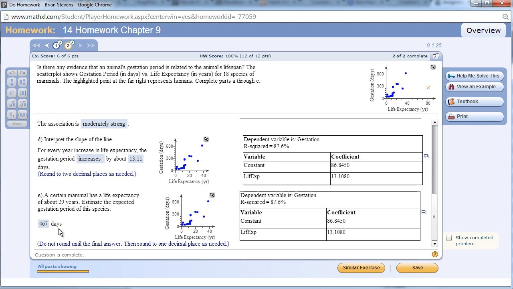Good luck on this. Remember, always be able to interpret your values. Very important for this. Interpretation is key because we don't want to just throw out some values.